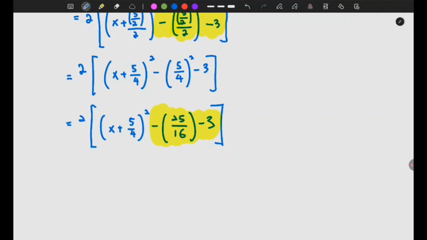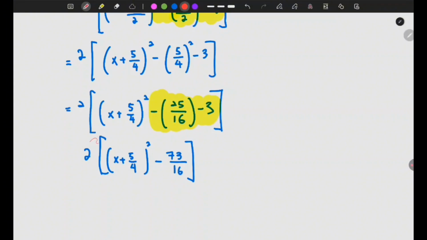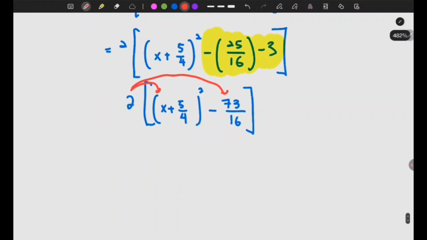And don't forget, there is a 2 here. So maintain the 2. And now what you have to do? Since the 2 is outside, what you can do is just expand. So you times the 2 inside. So here times 2 here. So 2 times the entire bracket, you don't have to expand one by one. So just put the closing bracket. And negative 73 over 16, if you times 2, you get negative 73 over 8.